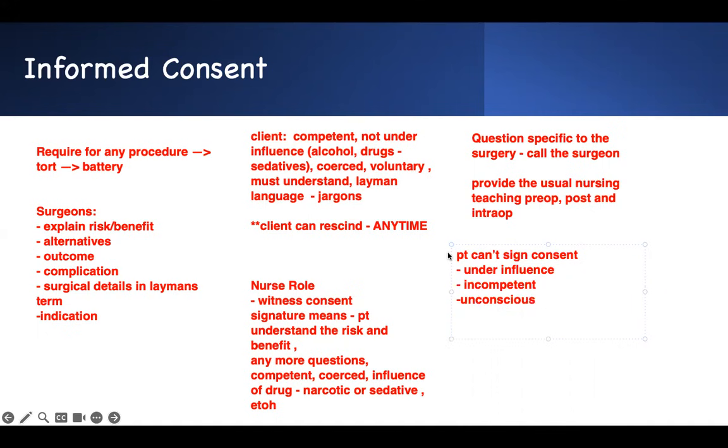Who can sign for them? Their power of attorney, proxy, or surrogate, anybody, if they are available, if you can reach them. So those are the situations where others can sign. Okay? These also can come out.